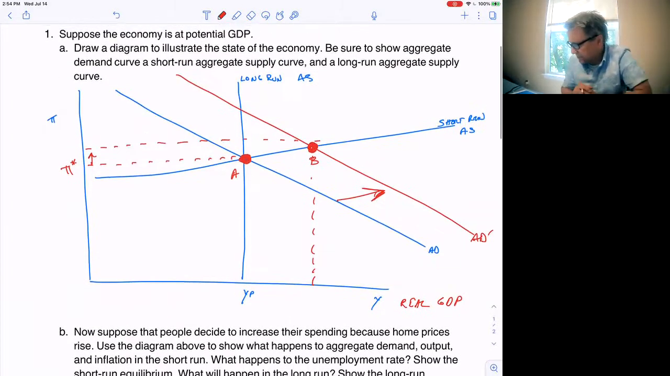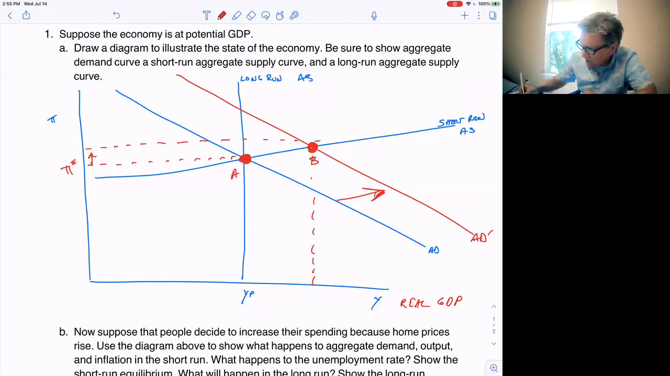Well, if the aggregate demand curve doesn't shift back by itself, that's possible. Maybe home prices stabilize or they drop. In that case, the aggregate demand curve might shift back to the left. We go back to point A, back to the old inflation rate and potential. But let's assume it doesn't. Let's assume that aggregate demand goes up and just stays there. It's a permanent shock to the economy.